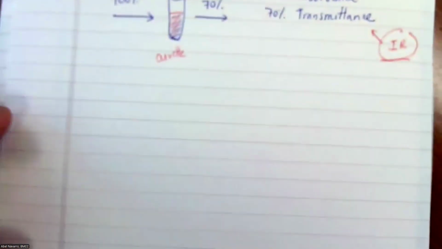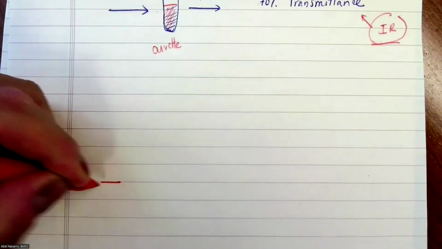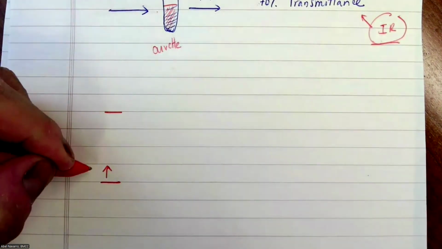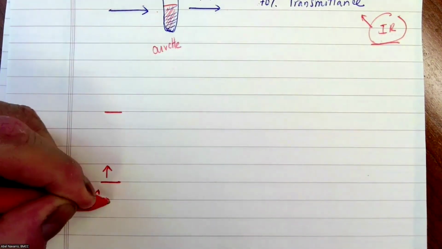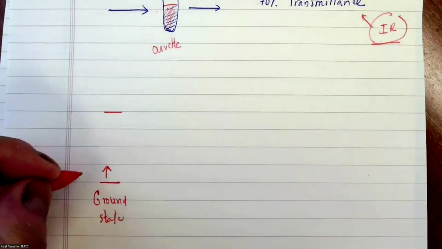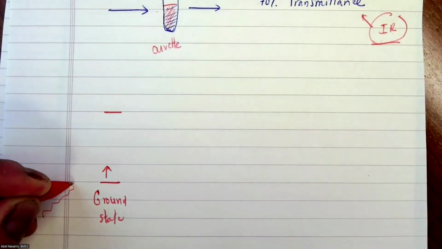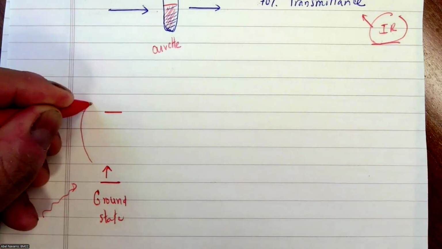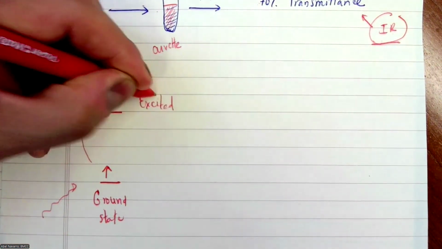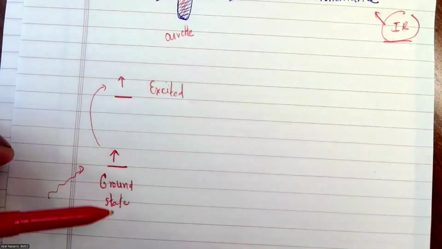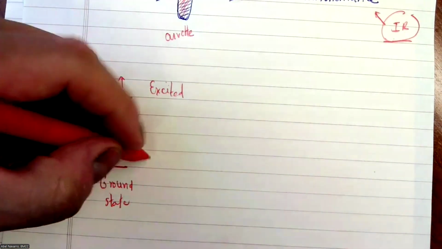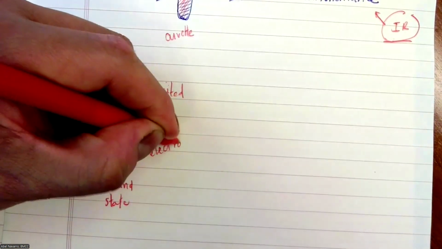So remember that when you had the electrons in the ground state, we call this the ground state, right? When an electron was in the ground state, it will absorb light, and then that electron gets promoted to an excited state. So we call this an electron transition, or electronic transition.